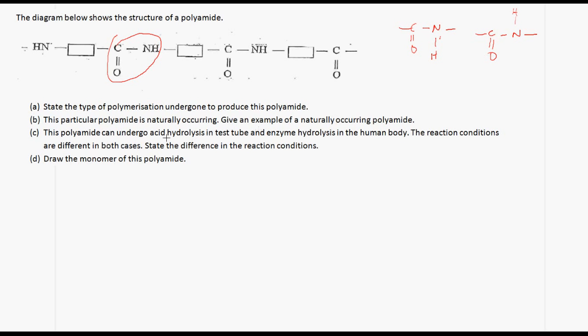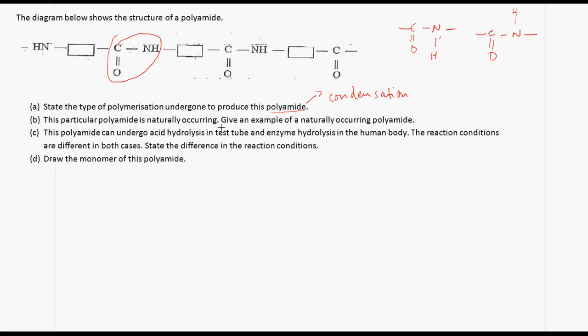State the type of polymerization undergone to produce this polyamide. As soon as we see a polyamide, we know that it is a condensation polymerization. So it's condensation polymerization. And this particular polyamide is naturally occurring.